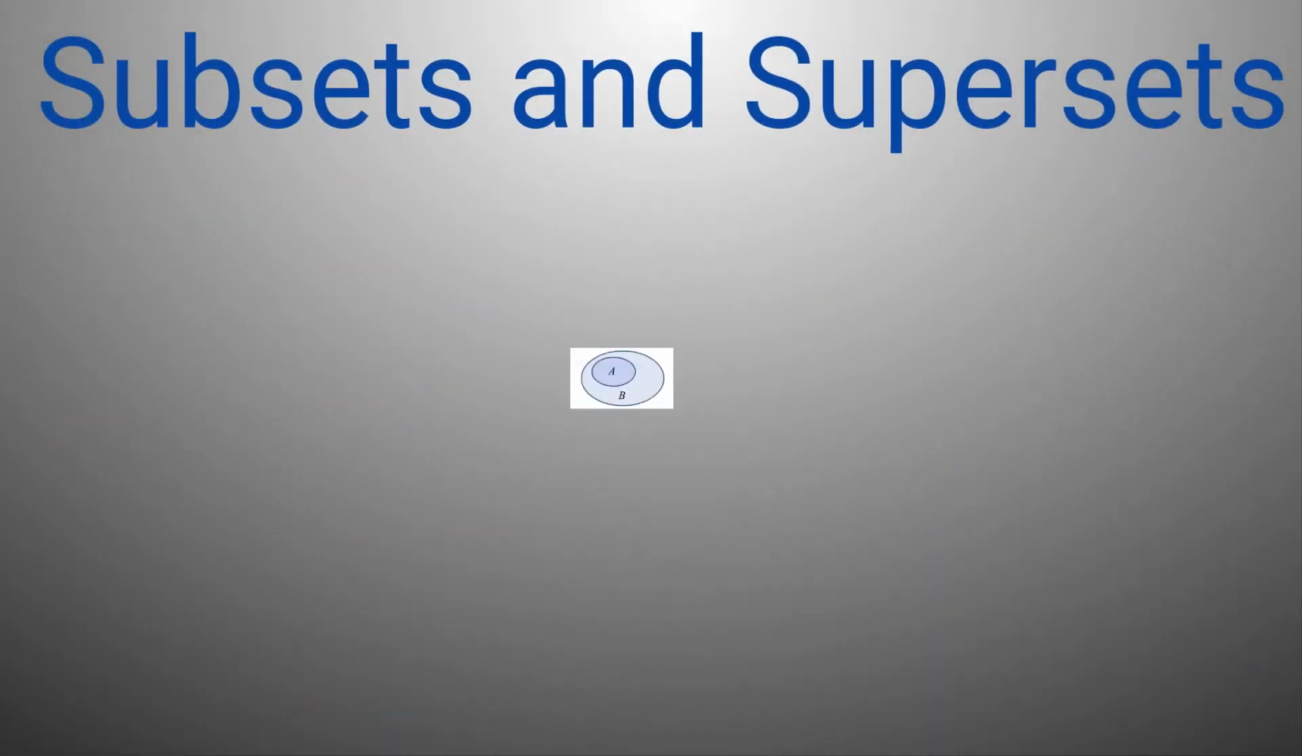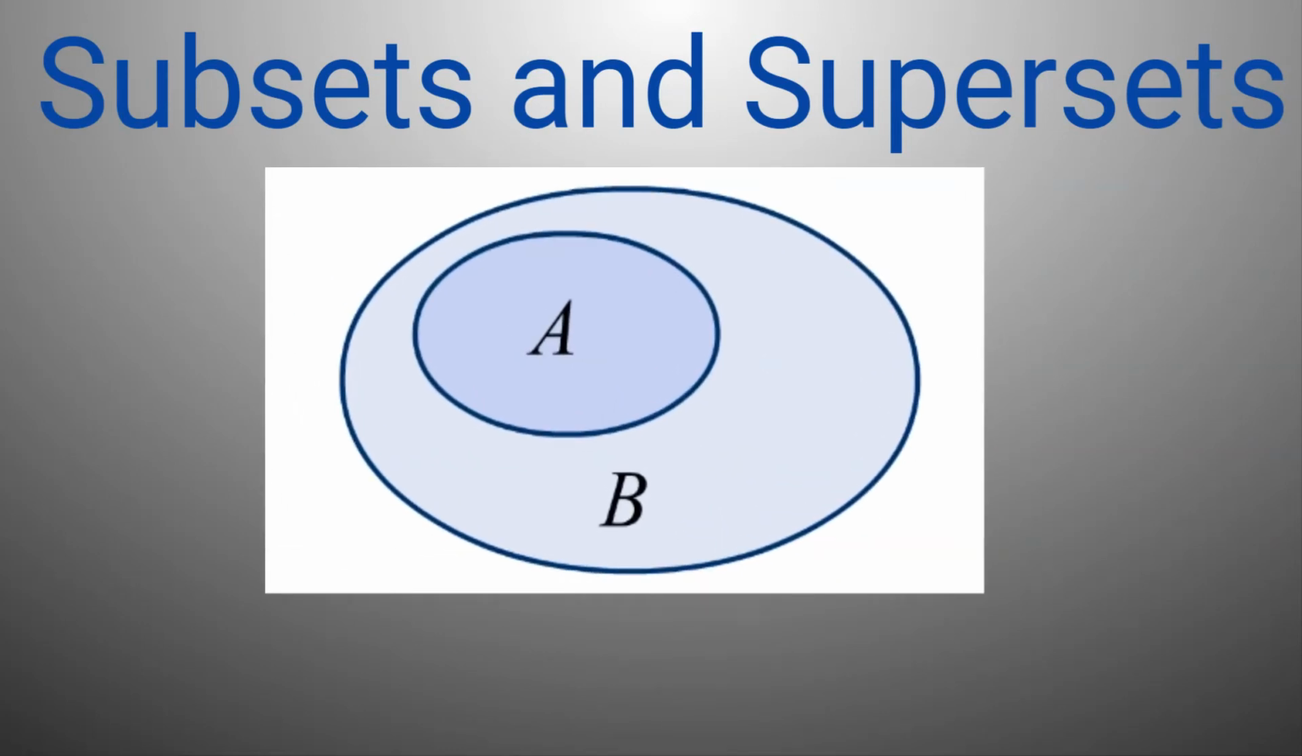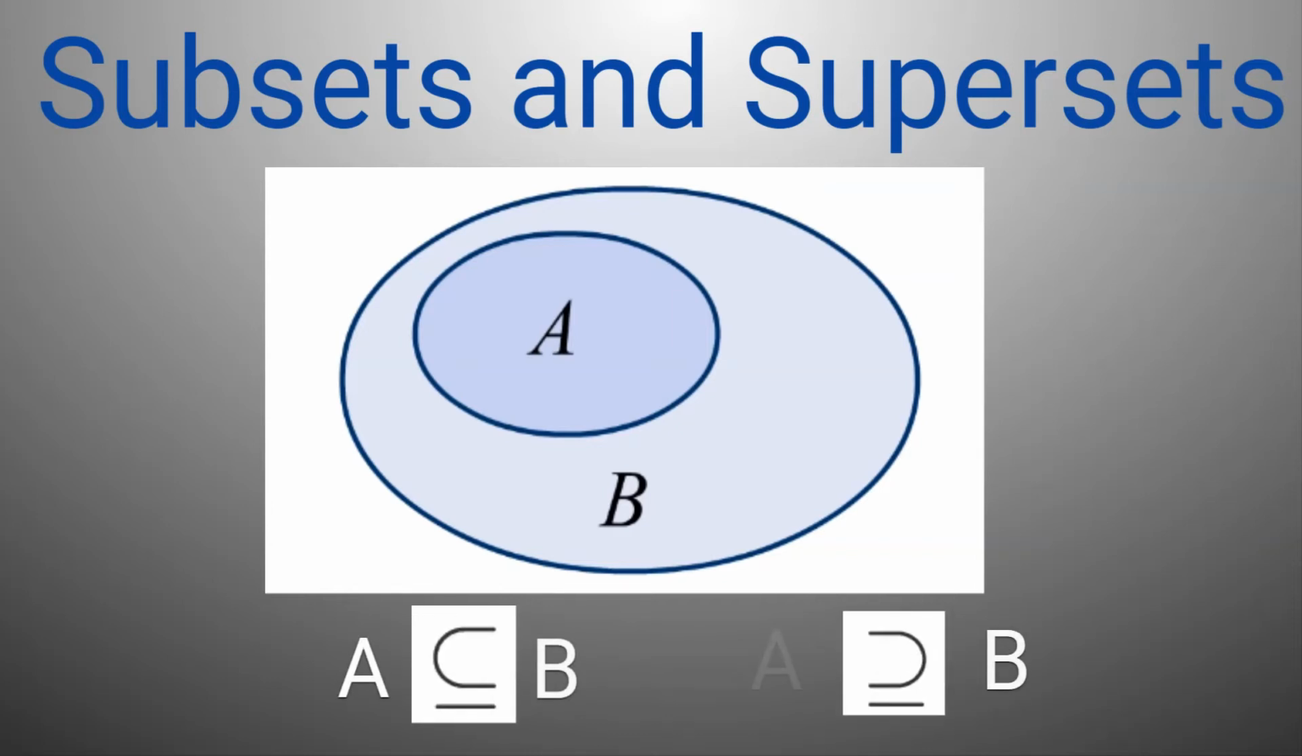Subsets and supersets can also be represented using Venn diagrams. In a Venn diagram, the subset is typically shown as a smaller region within the larger superset. For instance, in this diagram, set A is a subset of B, and set B is a superset of A.